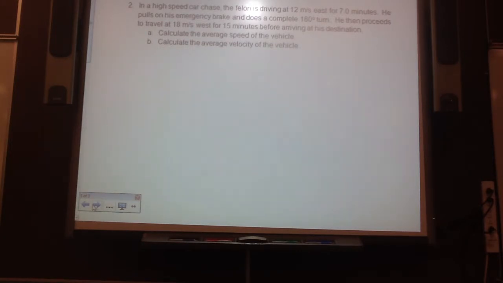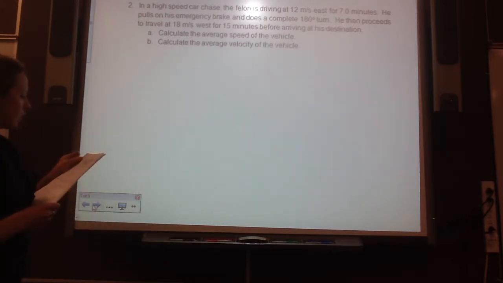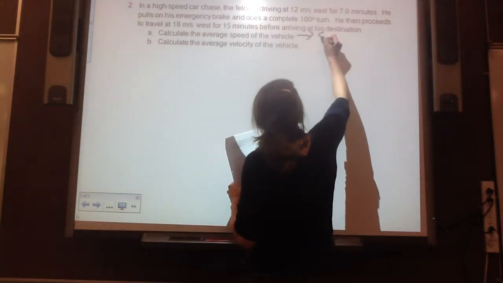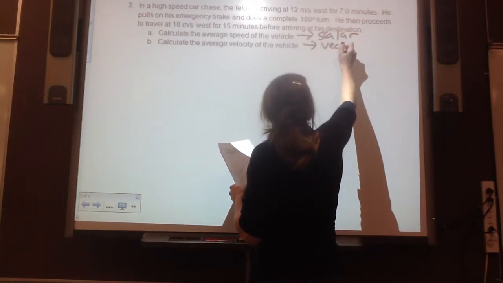So in a high-speed chase car, the felon is driving at 12 meters per second east for 7 minutes. He pulls on his emergency brake and does a complete 180. He then proceeds to travel at 18 meters per second west for 15 minutes before arriving at his destination. It's going very slow. Okay, so calculate the average speed, or not very slow because it's meters per second. Calculate average speed. So this is my scalar. And this is my vector.